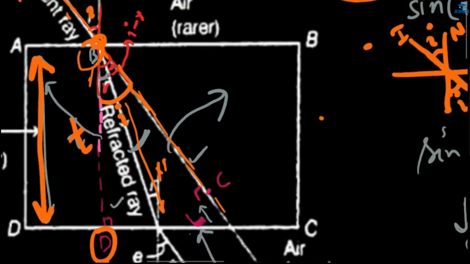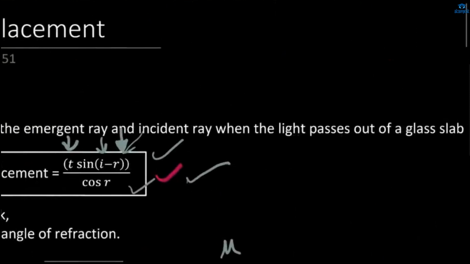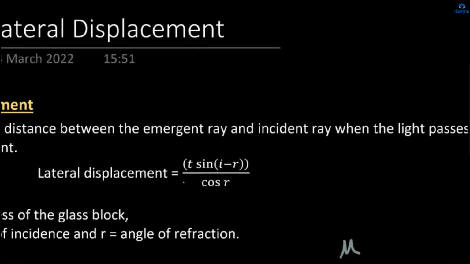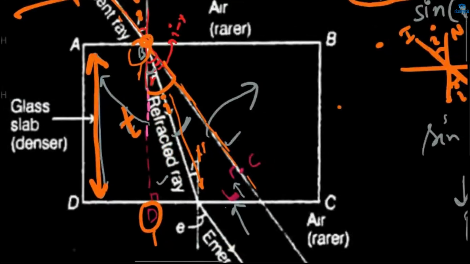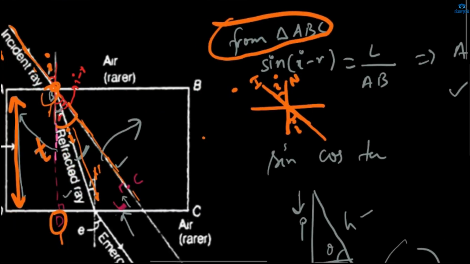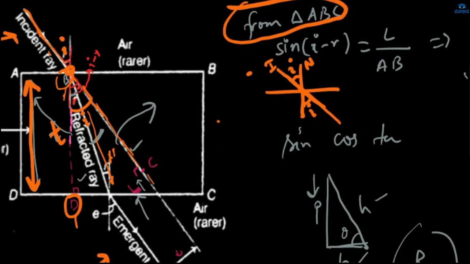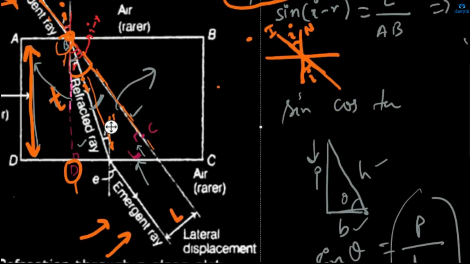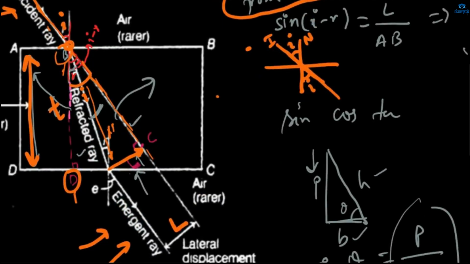Okay. Now what to do? We have got this I minus R. Now, sine I minus R is what? This is your lateral displacement. Since this is your lateral displacement, if you see this triangle, okay. So if you see this sine I minus R, what will it be?